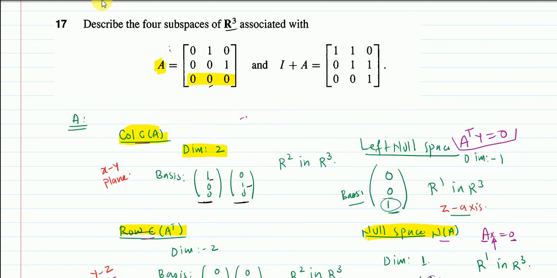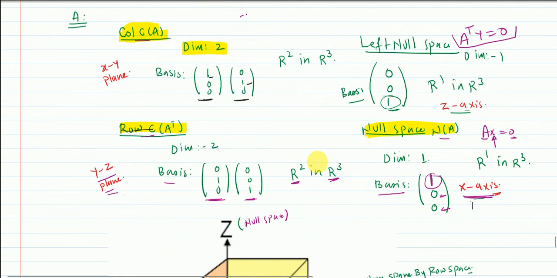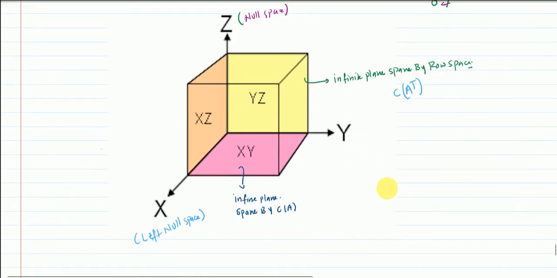Now let's summarize what those four subspaces are. The column space is spanning the xy plane, the row space is spanning the yz plane, the left null space is spanning the z-axis, and the null space is spanning the x-axis. Now let's look at the spaces that they are spanning.